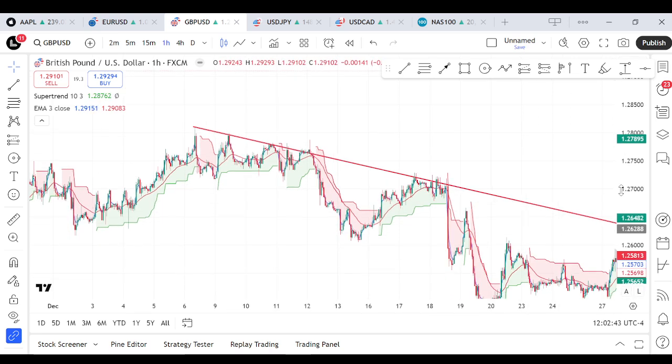Always use proper risk management and position sizing to protect your trading capital. With practice and discipline, the SuperTrend EMA strategy can become a valuable tool in your forex trading strategy.